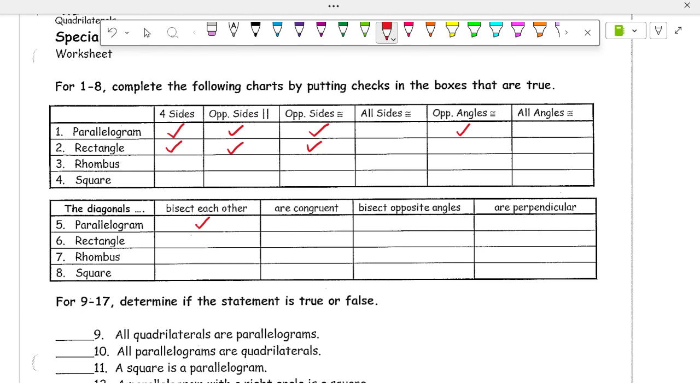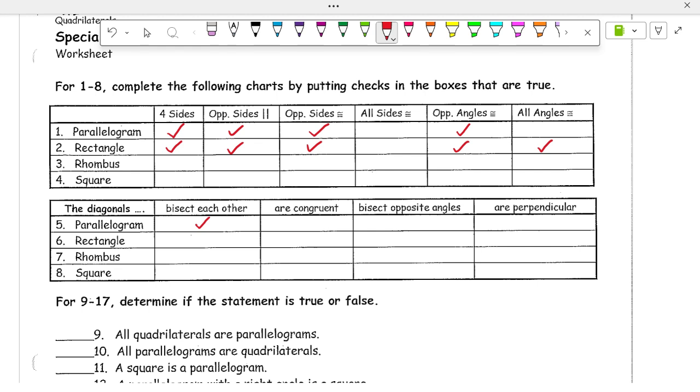Are the opposite angles congruent in a rectangle? Yes or no? Yes. Group 7, are all angles congruent in a rectangle? You sure? It's yes. Why? Why are all the angles congruent in a rectangle? What's the measure of all the angles? 90 degrees. So obviously they're going to be congruent.